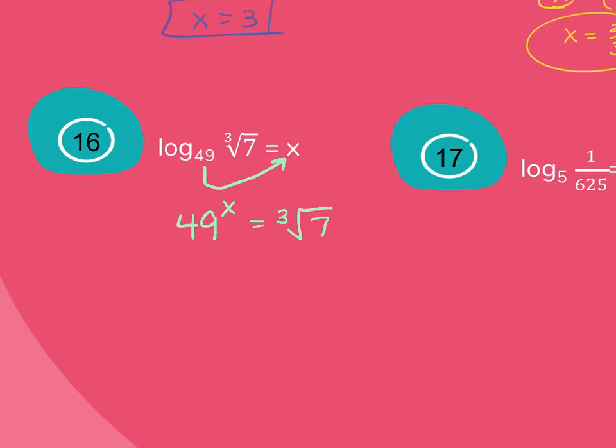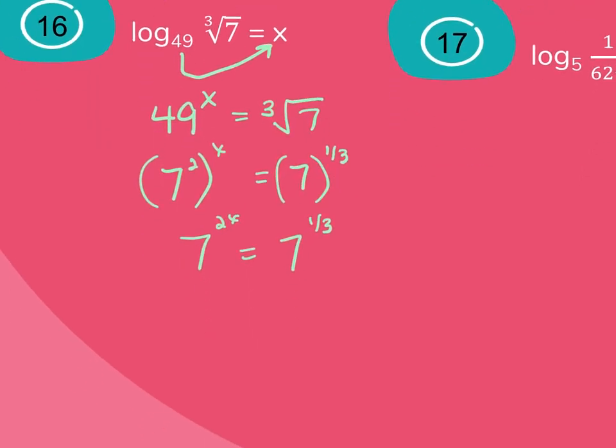What will be our common base? Like, what's our goal? 7. So how do I rewrite 49 to be 7 to the power? 7 squared raised to the x, so 7 to the 2x. And then the cube root of 7 becomes what? What's the exponent if it's a cube root? It's not 1. If it's a square root, the exponent becomes a half, right? 1/3. So if it's a cube root, it's 1/3. Does that make sense? Yes. So this would be 7 to the 1/3.